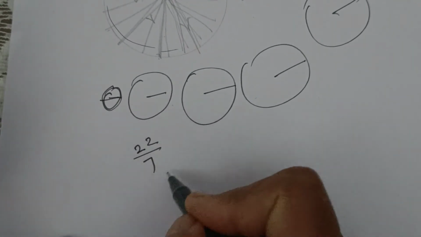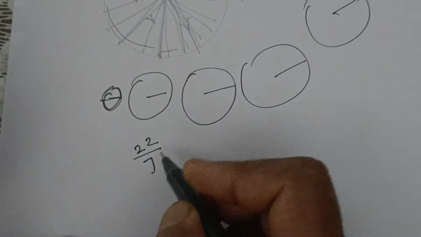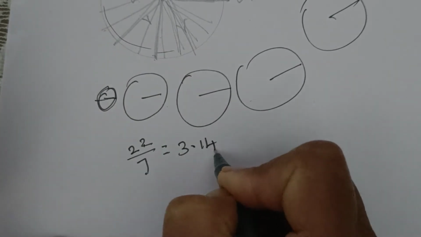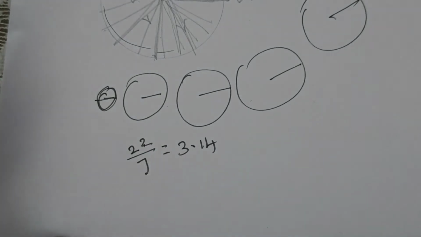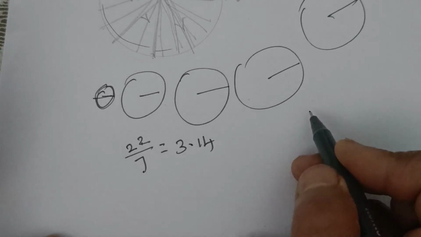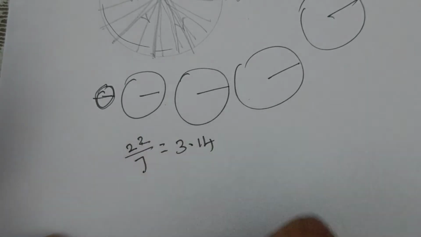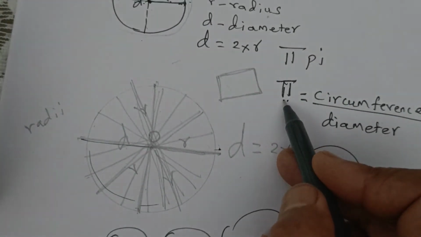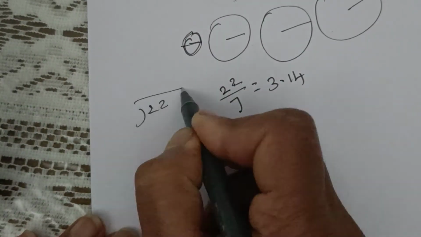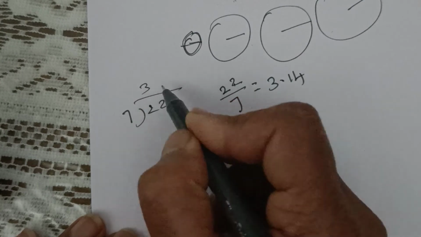This is the fraction form of the value of pi, and when you divide 22 by 7 you get 3.14, and when you divide 22 by 7 you will get a non-terminating, non-repeating decimal. That is why it is called an irrational number. Pi is called an irrational number because when you divide 22 by 7, let us divide and check.